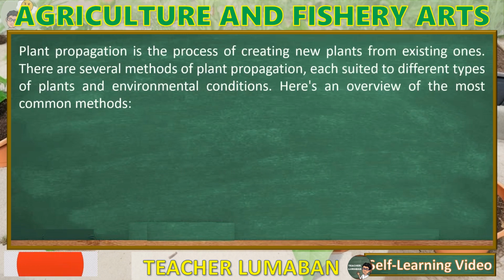Plant propagation is the process of creating new plants from existing ones. There are several methods of plant propagation, each suited to different types of plants and environmental conditions. Here's an overview of the most common methods.